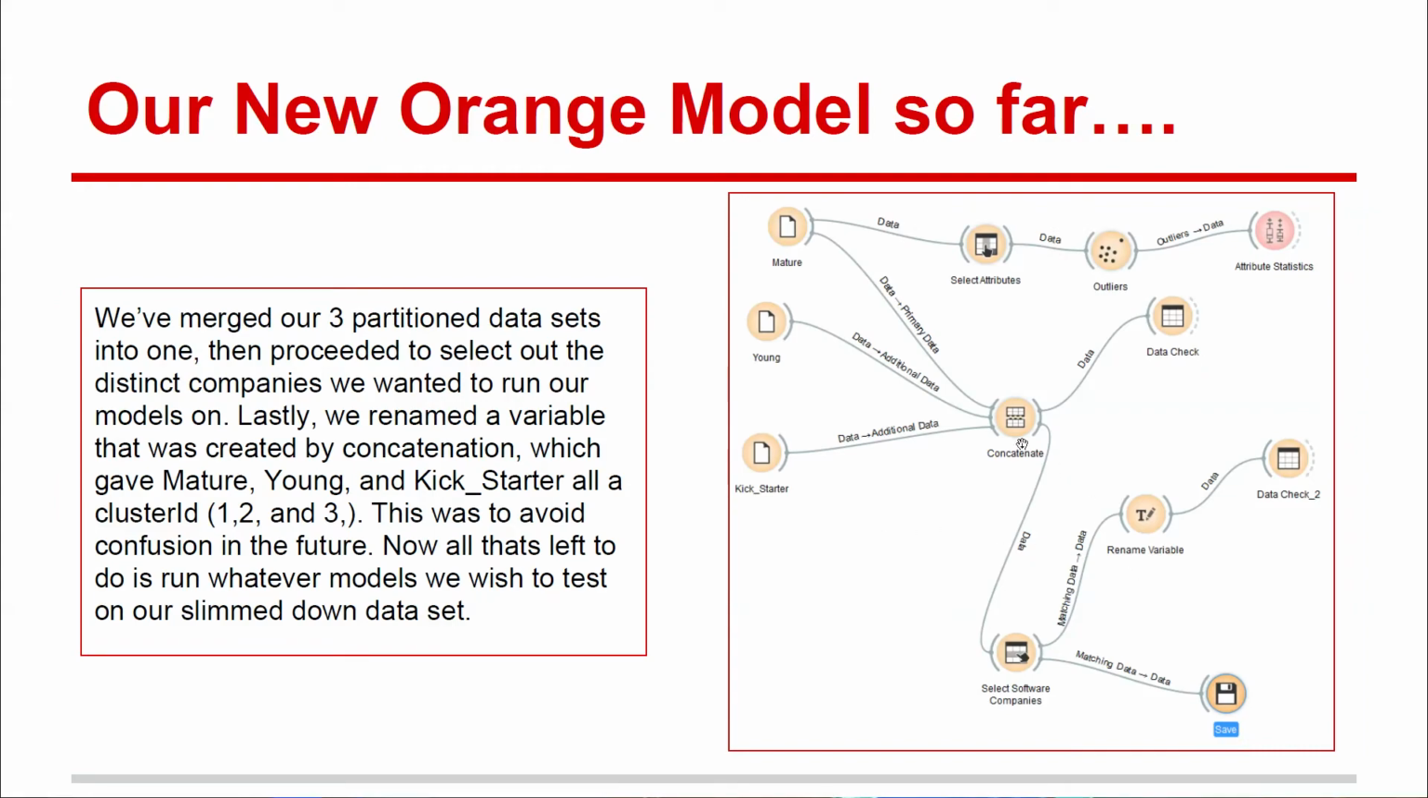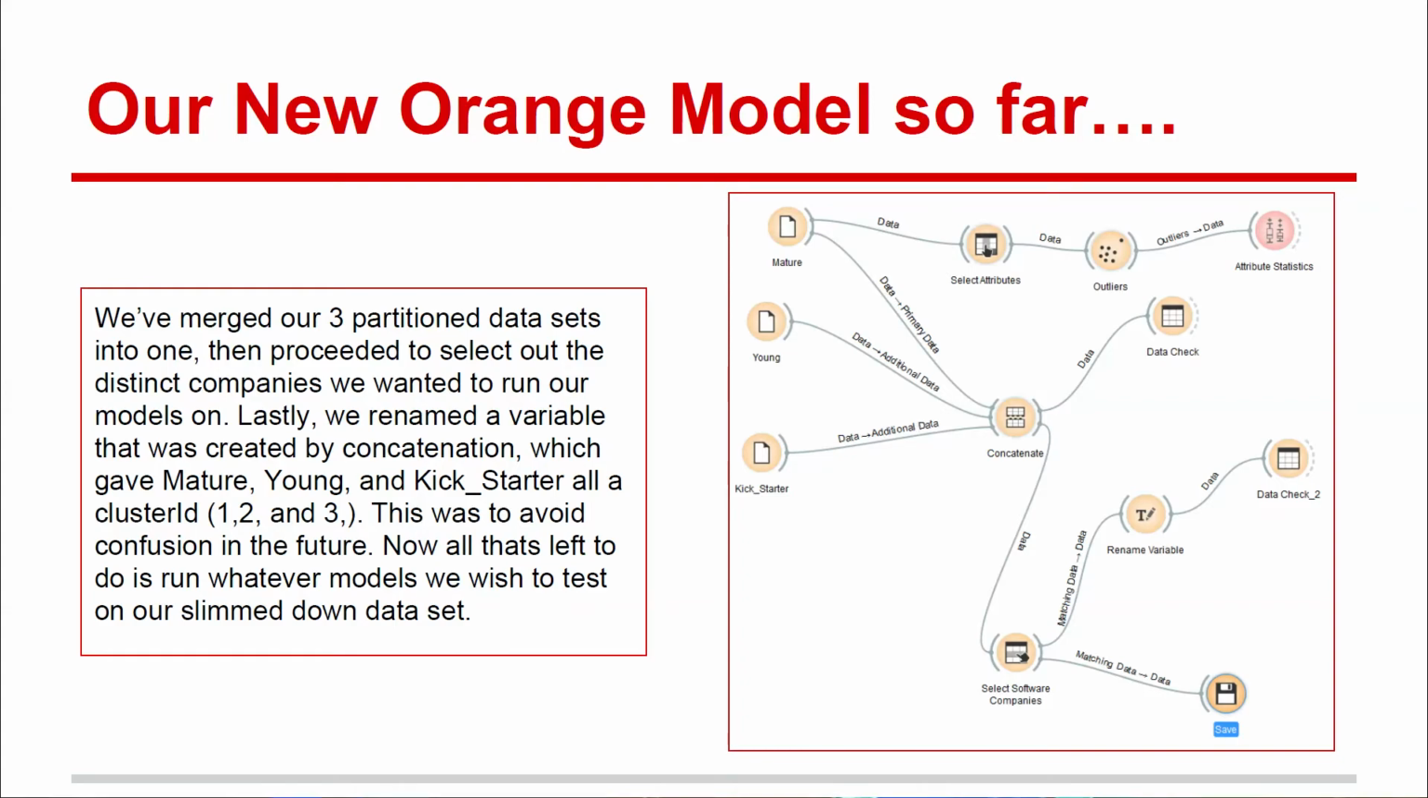So here it is again. We went ahead, selected the companies. We went ahead and had to rename the variables because when we did this concatenation and merged the data sets, it assigns a cluster ID of 1, 2, and 3, and that was respectively for whichever ones you connected first. So mature was 1, young was 2, Kickstarter was 3. And we did that to avoid any confusion in the future, just in case something came up and said something was wrong with cluster ID, or maybe which one was 1, which one was 2, which one was 3.